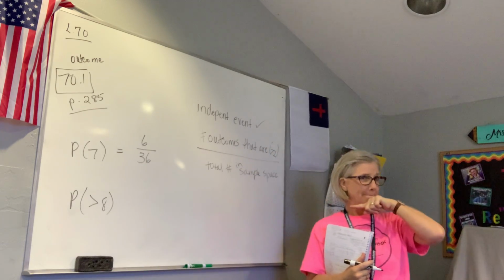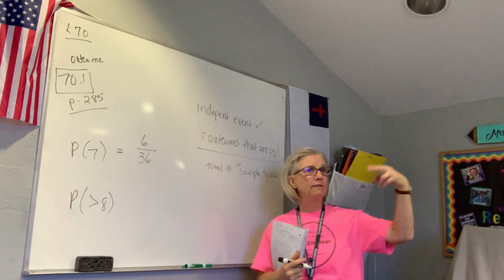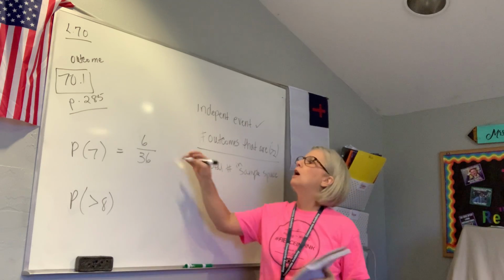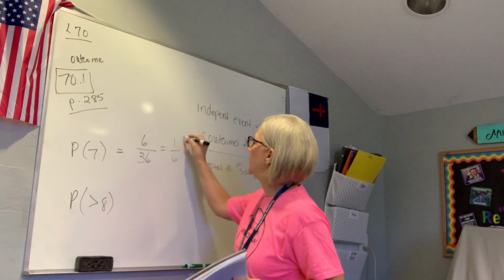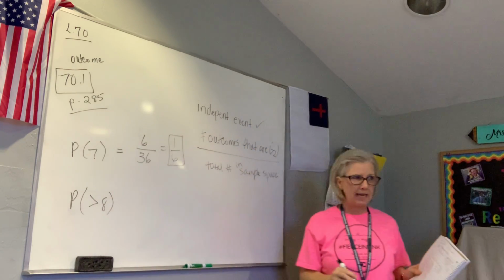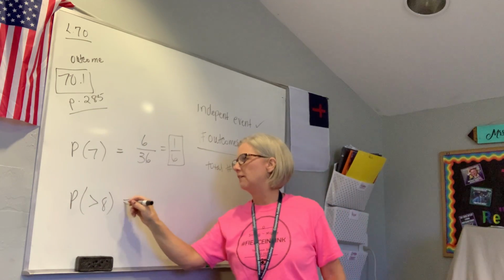combinations, right? It would be 1 and 6, it could be 2 and 5, it could be 3 and 4. We reduce this to 1 and 6. Okay? Now let's use the chart to our favor again.